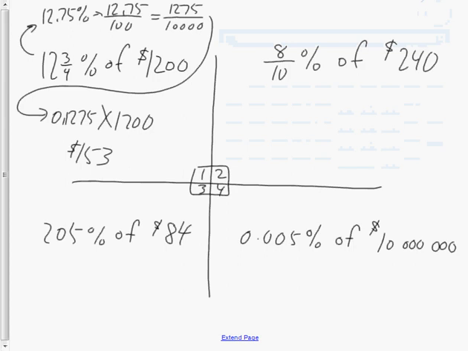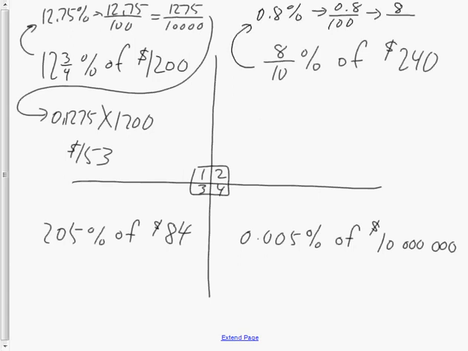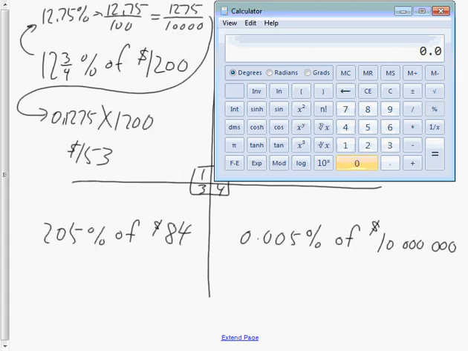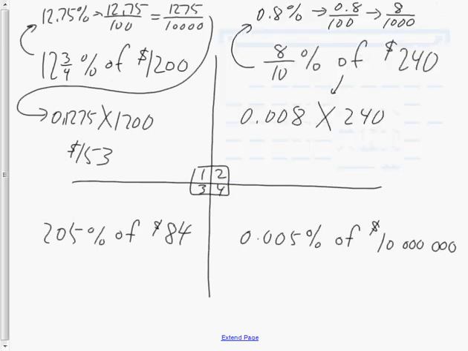So again, for this one, you need to first think about 0.8% as this number, which as a fraction would be 0.8 out of 100, which is the same thing as 8 over 1,000, which is the same thing as 8,000ths times 240. Take your calculator. 8,000ths of 240, or 0.8% of 240, is $1.92.